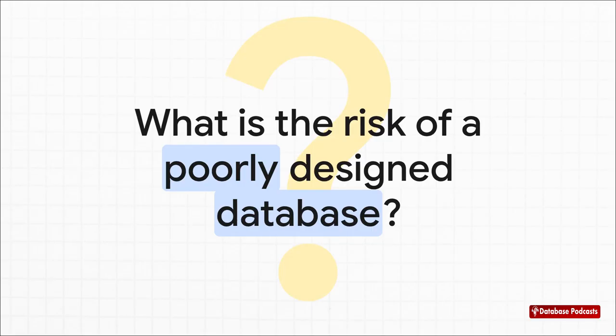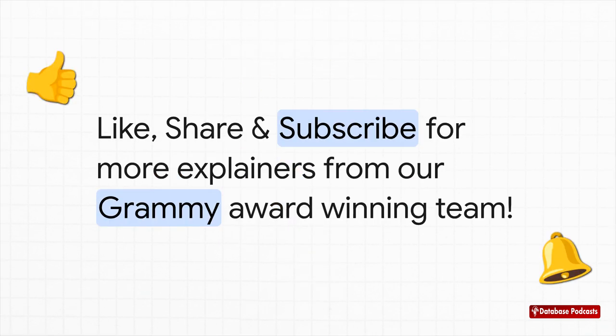So, what's really at stake here? What's the big risk if you get this design wrong? It all comes down to avoiding something called modification anomalies. With a poor design, a simple action like updating a department name could accidentally corrupt thousands of records. Or deleting one entry could unintentionally wipe out a bunch of other critical information you needed. That's why being this deliberate during the design phase is so incredibly important. I really hope this breakdown helps you turn your next data model into a truly world-class database design.